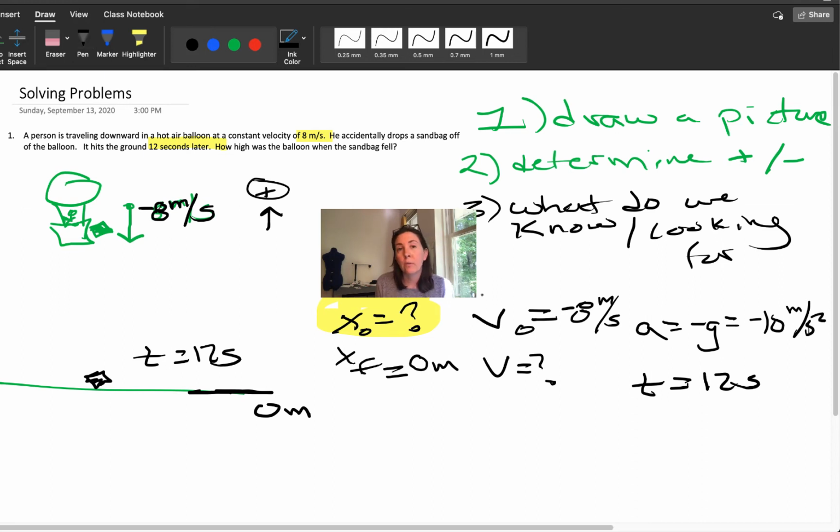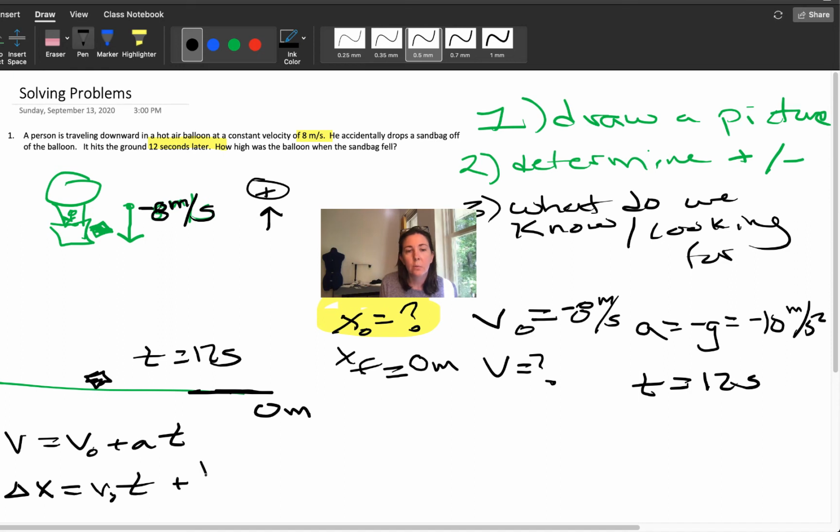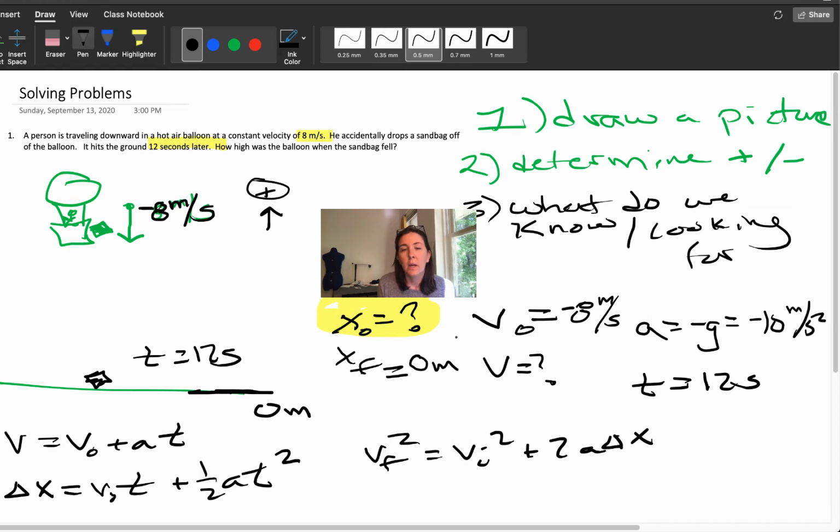From here, all you have to do is figure out which equation you want to use. So I'm going to write them down. Velocity is velocity initial plus acceleration times time. Change in position is the initial velocity times the time plus 1/2 acceleration times time squared. And then we get velocity final squared is velocity initial squared plus 2a delta x.